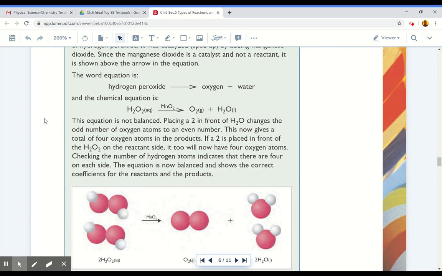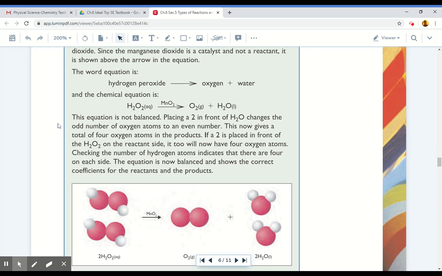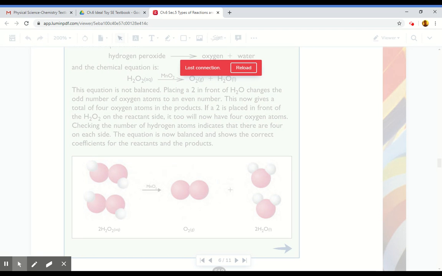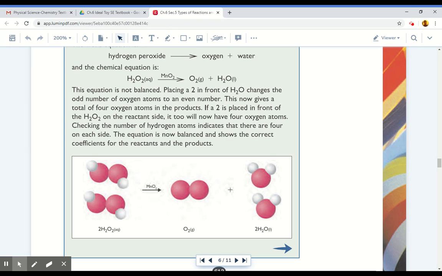This equation is not balanced. Placing a 2 in front of H2O changes the odd number of oxygen atoms to an even number. This now gives a total of 4 oxygen atoms in the products. If a 2 is placed in front of the H2O2 on the reactant side, it too will now have 4 oxygen atoms. Checking the number of hydrogen atoms indicates that there are 4 on each side. The equation is now balanced and shows the correct coefficients for the reactants and the products.